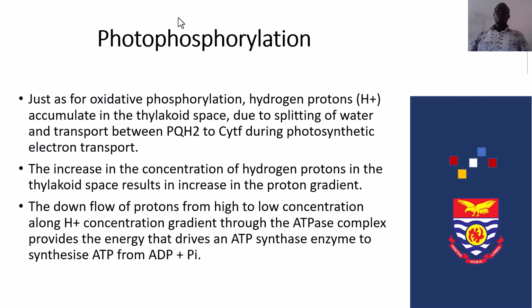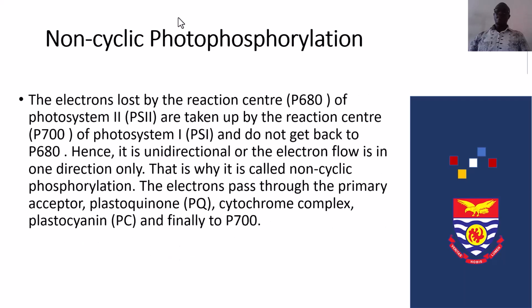Just as for oxidative phosphorylation, hydrogen protons accumulate in the thylakoid space due to the splitting of water and transport between PQH2 to cytochrome F during the photosynthetic electron transport. The increase in the concentration of hydrogen protons in the thylakoid space results in an increase in the proton gradient. The downflow of protons from high to low concentration along the hydrogen concentration gradient through the ATPase complex provides the energy that drives the ATP synthase enzyme to synthesize ATP from ADP plus Pi.